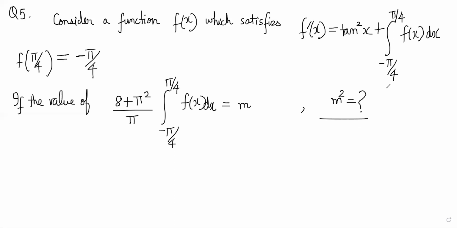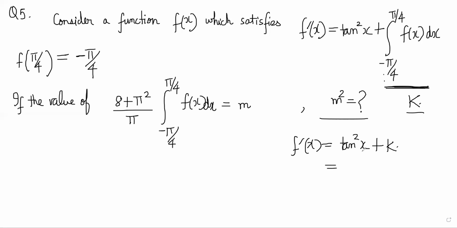You should realize that this part is some constant, right? Because it is from minus pi by 4 to pi by 4. So whatever it will be, it is equal to some k. It's like the area under the f of x curve from minus pi by 4 to pi by 4. So then you can integrate it easily. F dash x is tan square x plus k, right?